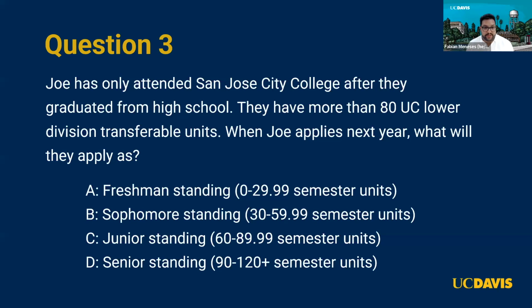In this case, even though Joe has more than 80 UC transferable units, UC will only accept about 70 semester or 105 quarter units of credit work for lower division coursework completed at any non-UC schools to be granted towards graduation.